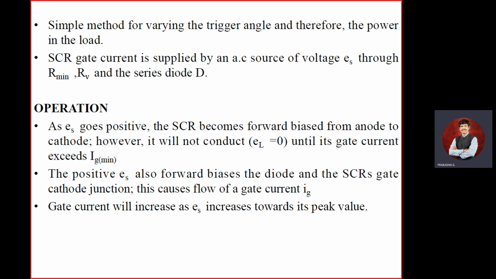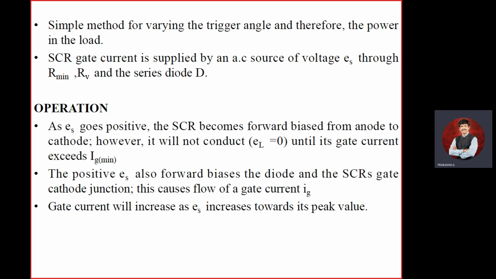As ES goes positive, the SCR becomes forward biased from anode to cathode. Yes, but it will not work until IG becomes IG minimum. Even though I have supplied the voltage, until your SCR conducts, you're not going to get the voltage across the load. As ES goes positive, the SCR becomes forward biased, but we don't have the IG current, so it will not get the voltage until its gate current exceeds IG minimum.